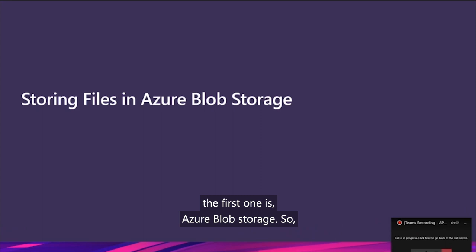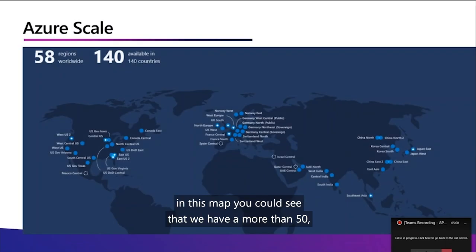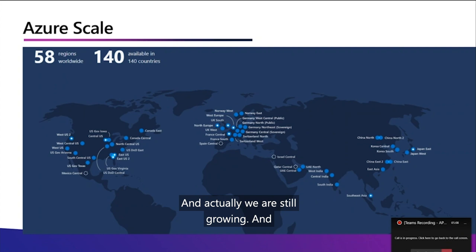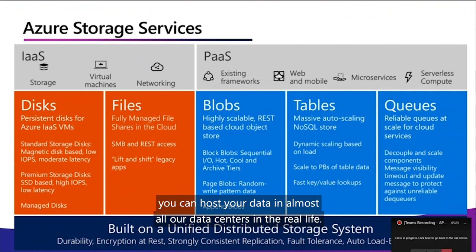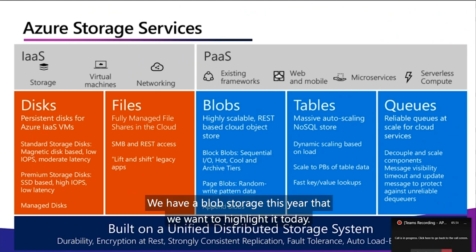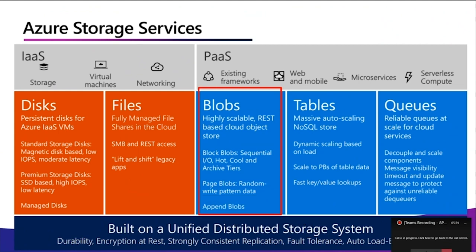The first one is Azure Blob Storage. In this map, you could see that we have more than 58 regions in the world nowadays, and we are still growing. As you could see, almost in every area in the world, we have our data centers. And you can imagine in every data center, we have your storage options. So you can host your data in almost all our data centers in real life. So this is the lineup of our Azure storage services. We have a blob storage here that we want to highlight today.